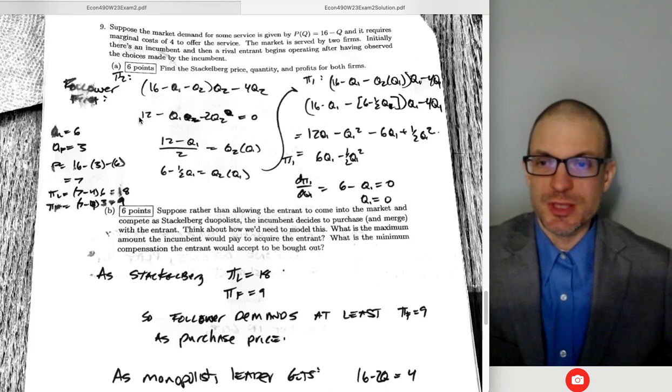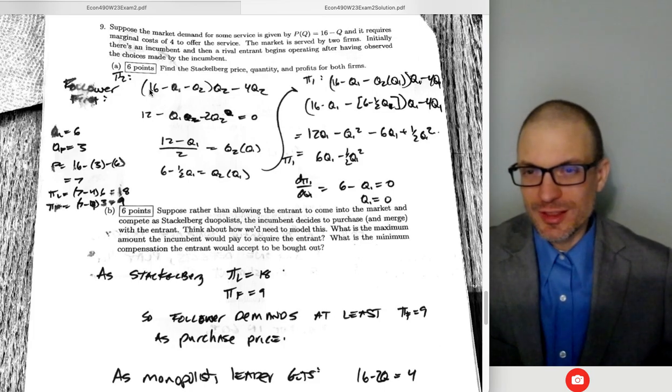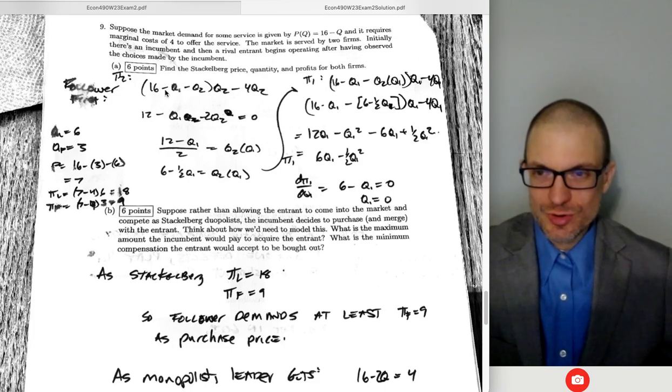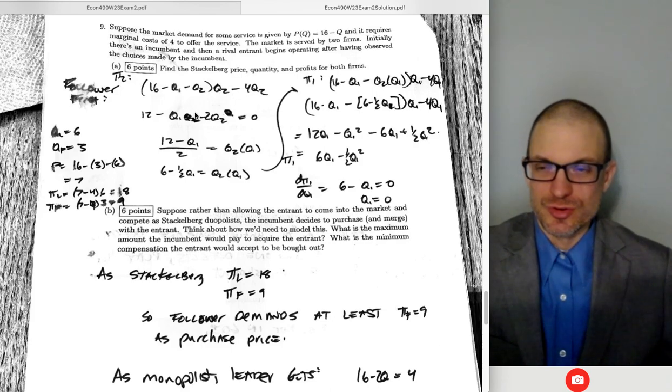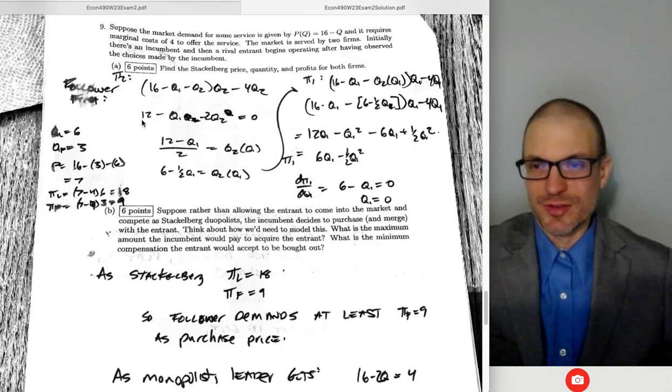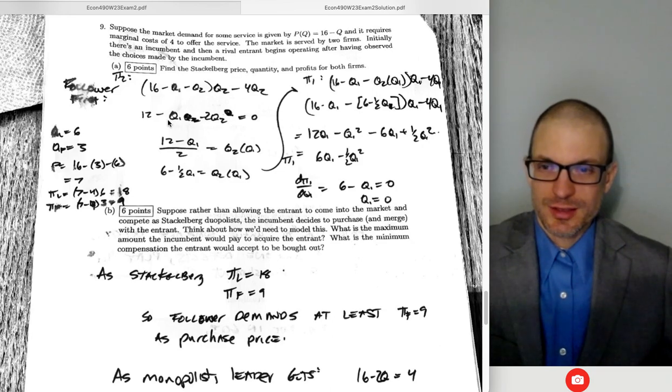But anyway, I think what I did is I collapsed this pretty quick. I collapsed the algebra, and then I took the derivative immediately. So this is going to be 16Q2 minus Q1 Q2 minus Q2 squared minus 4Q2. And then take the derivative, it'll be 12 minus Q1 minus 2Q2 equals 0. Solving for Q2, I get (12 minus Q1) over 2.